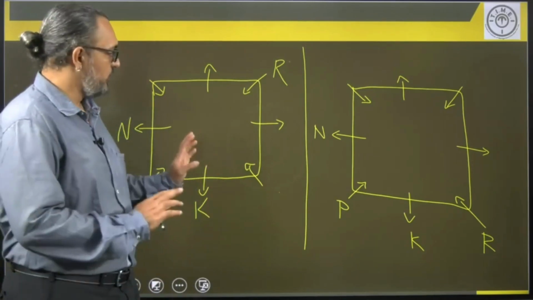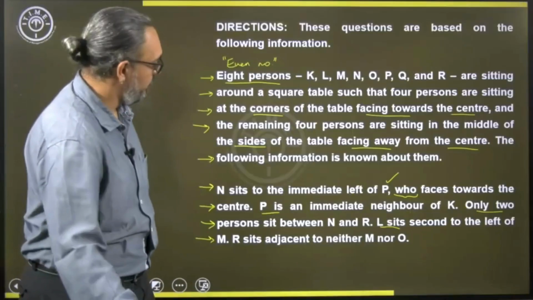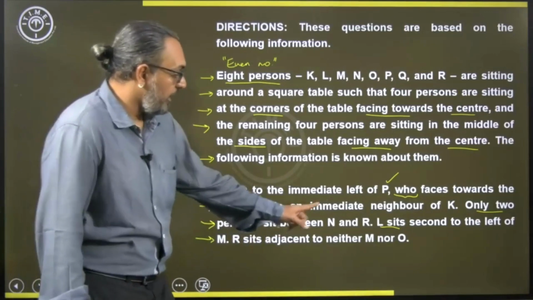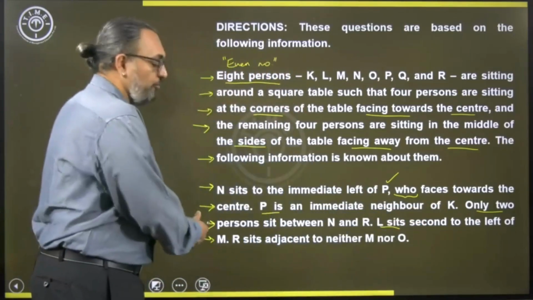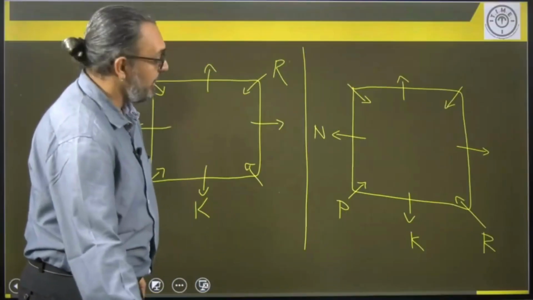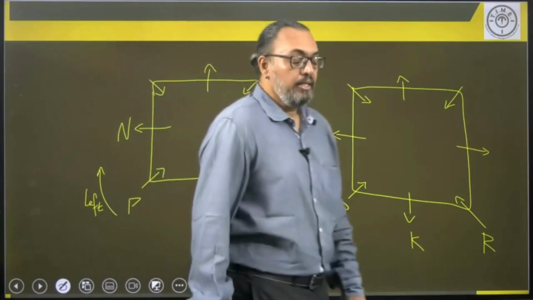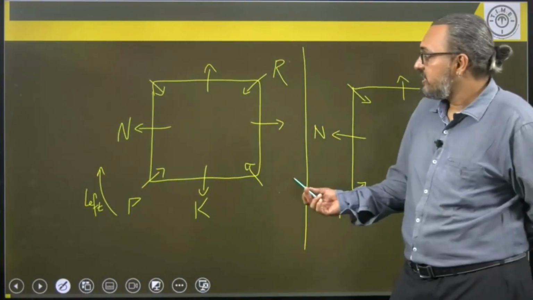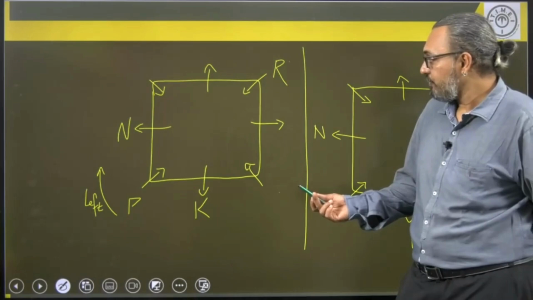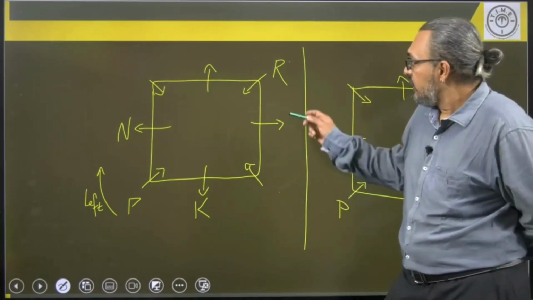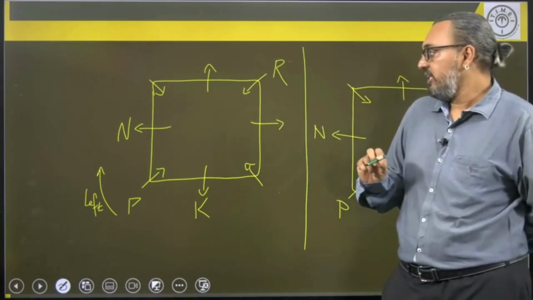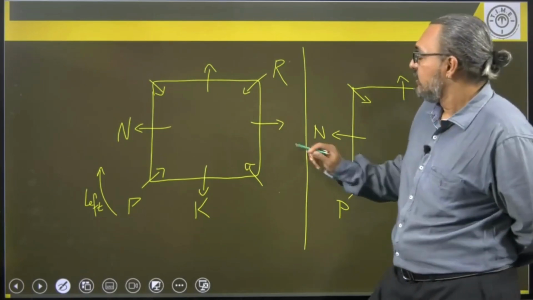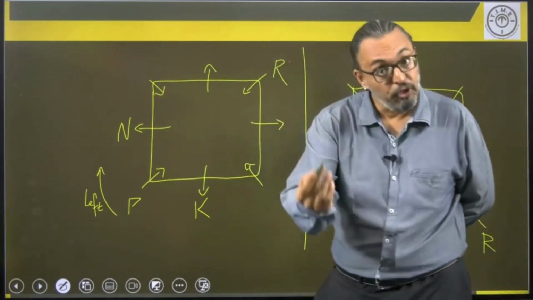Correct? So that is what we have: two persons between N and R. Okay. And then we had L sits second to the left of M. So if L has to be second to the left of M, now where are the possibilities we need to check? Second to the left of M.